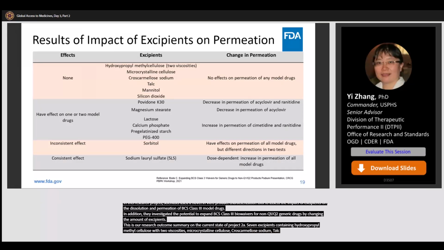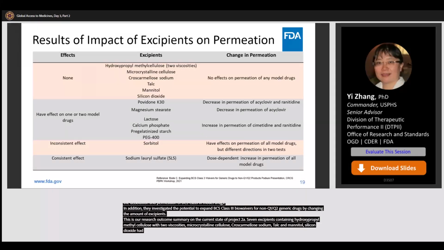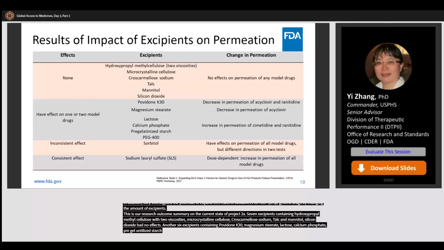Another 6 excipients containing povidone K30, magnesium stearate, lactose, calcium phosphate, pregelatinized starch, and PEG 400 had some effect, either increasing or decreasing the permeation on only one or two of the model drugs.